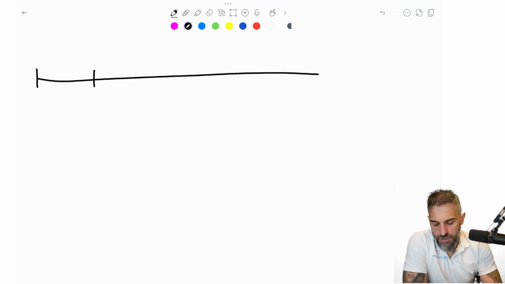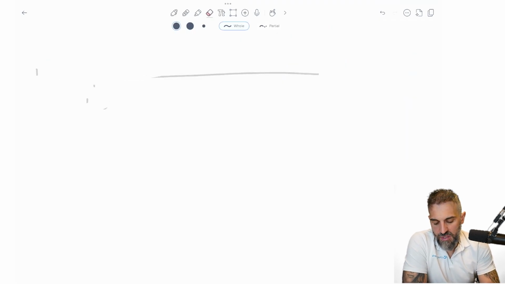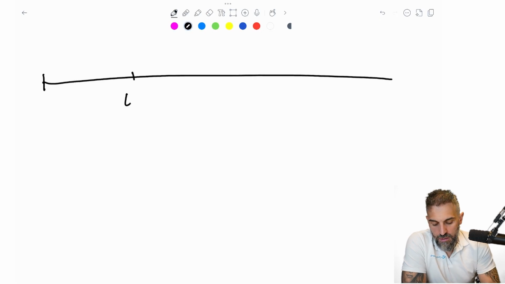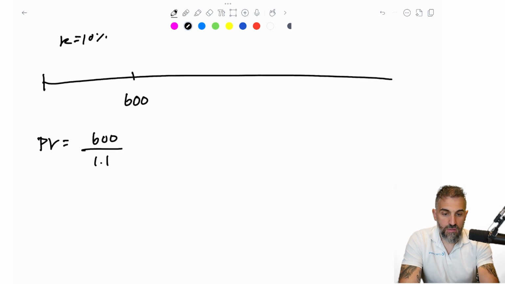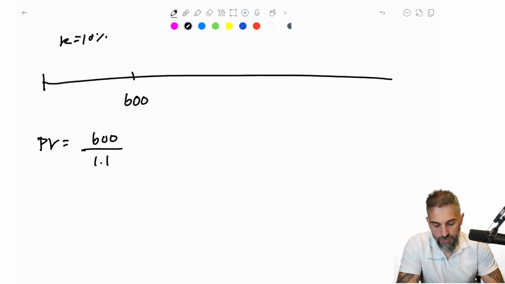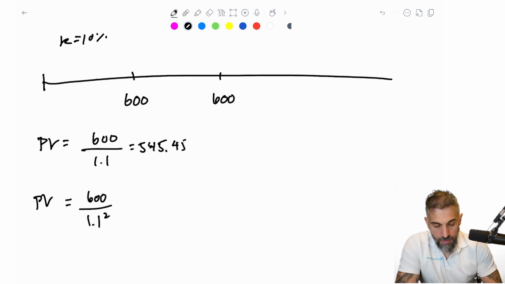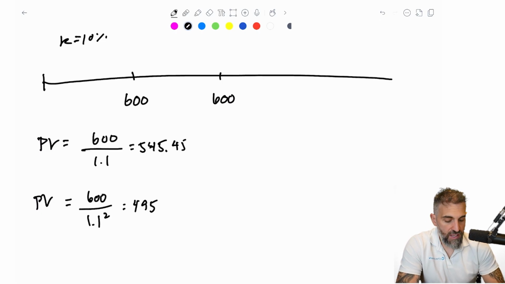Take your $600 and let's keep it simple. Let's say it's $600 per year, okay? That's $600, and let's say we're using a rate of 10%. The present value of that today, if I were to use my basic calculation, is about $545. Right? Okay. No one should have a problem with that. The $600 in 2 years, if I were to find its present value, $495. Okay, great. Still, nobody should really have a problem with this.